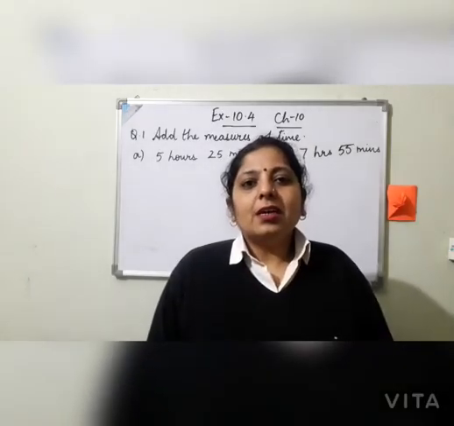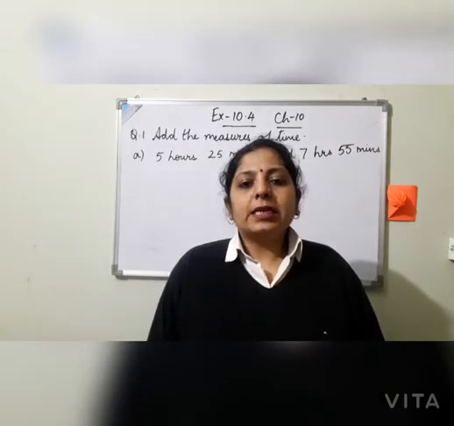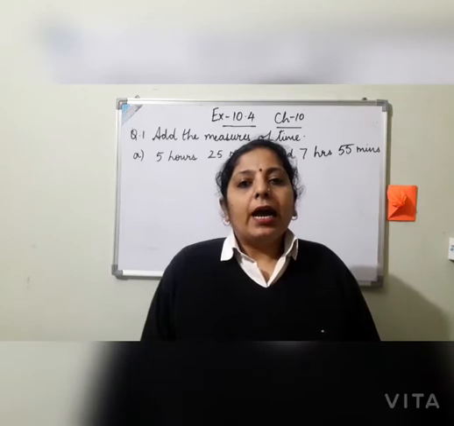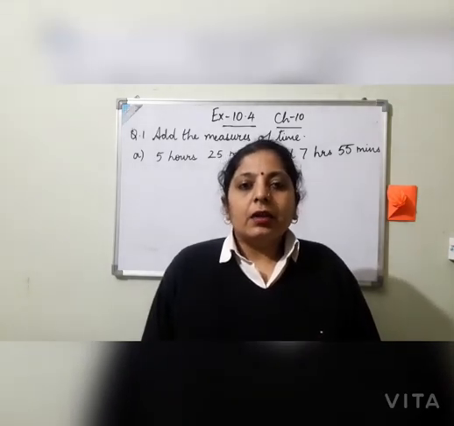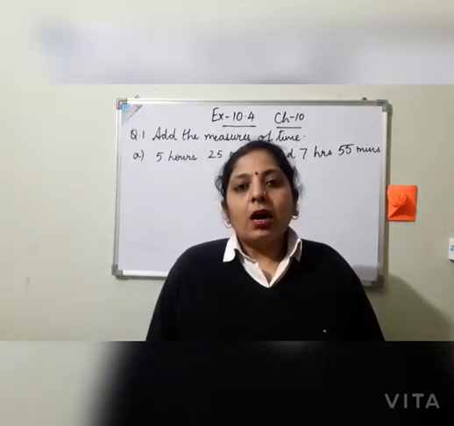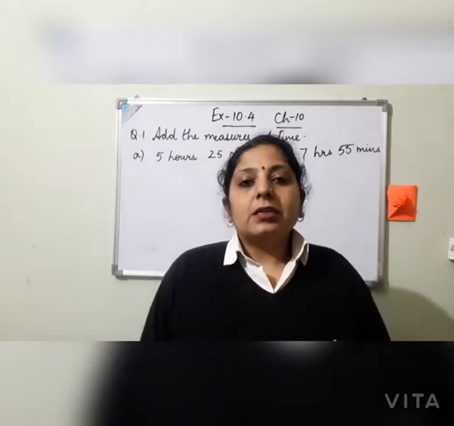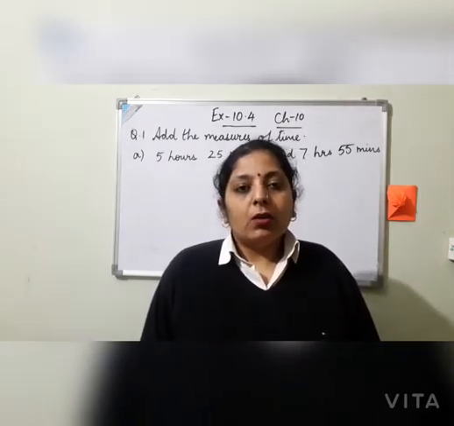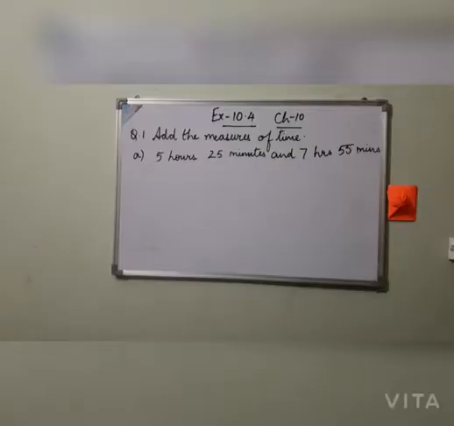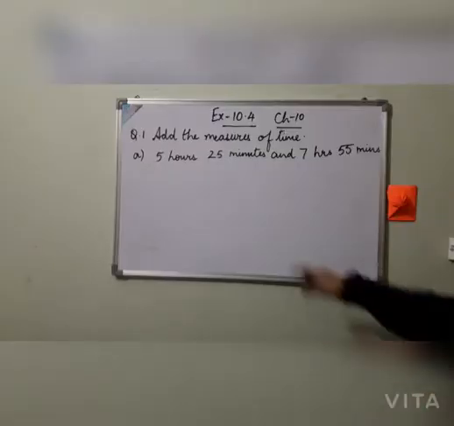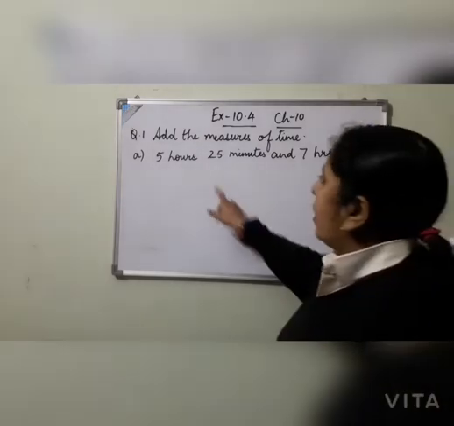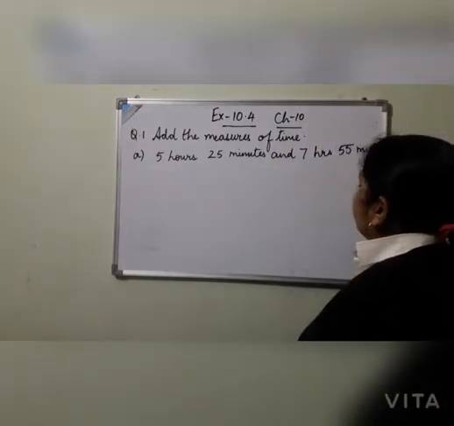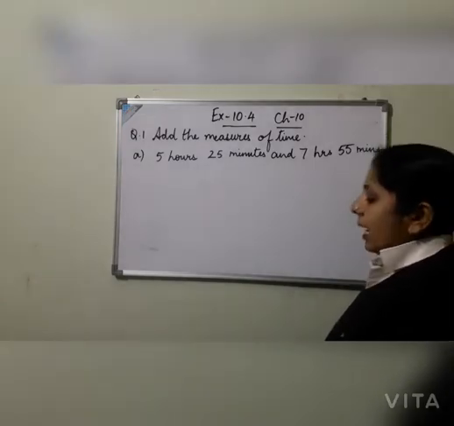Hello students, today we are going to do exercise 10.4 of the time chapter, which is about adding and subtracting hours and minutes. How to add and subtract hours and minutes, that we are going to learn here. Now let's see how. The first question says the measures of time 5 hours 25 minutes and 7 hours 55 minutes are to be added.